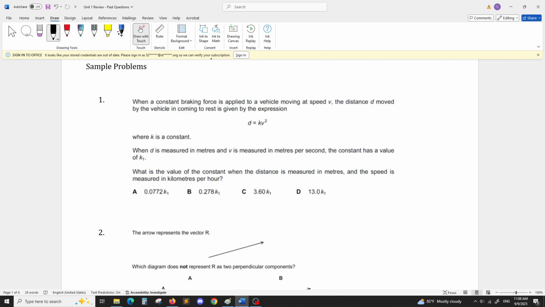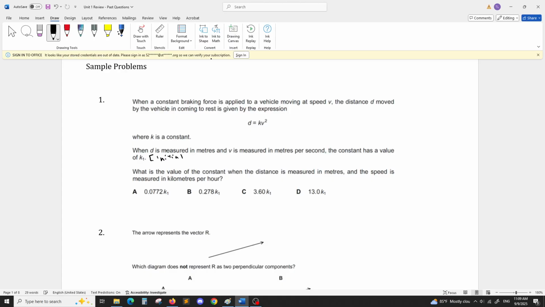When a constant braking force is applied to a vehicle moving at speed v, the distance d moved by the vehicle in coming to rest is given by the expression d equals kv squared, where k is a constant. When d is measured in meters and v is measured in meters per second, the constant has a value of k1. What is the value of the constant when the distance is measured in meters and the speed is measured in kilometers per hour? Okay. So this is our initial condition kind of thing.